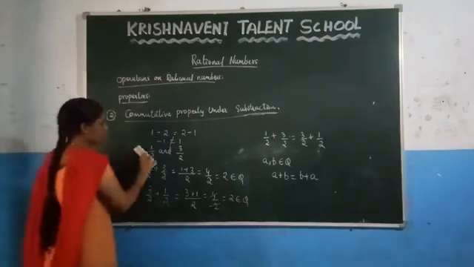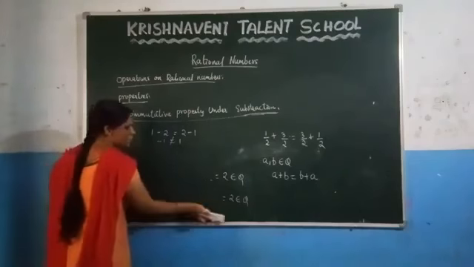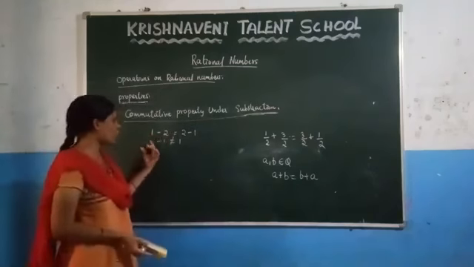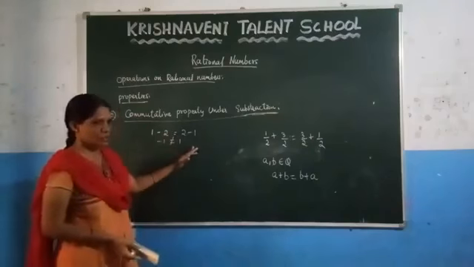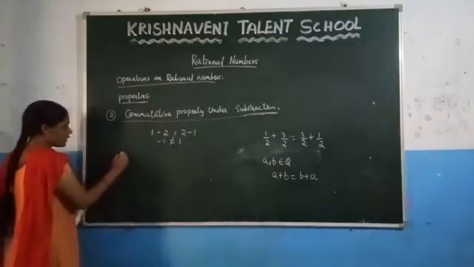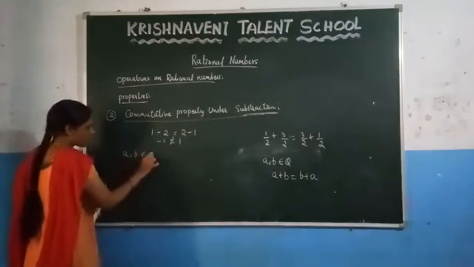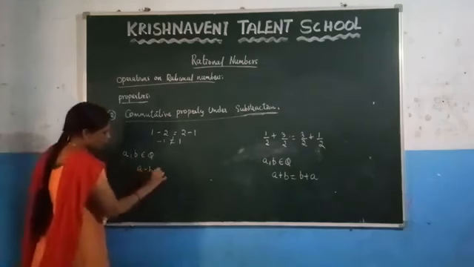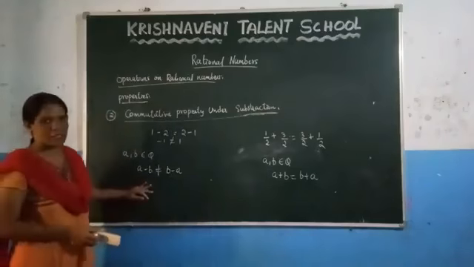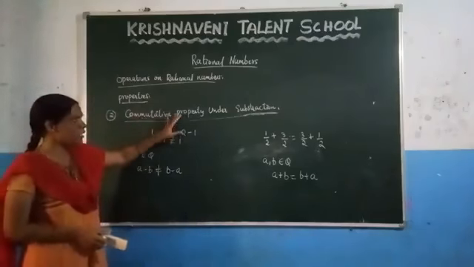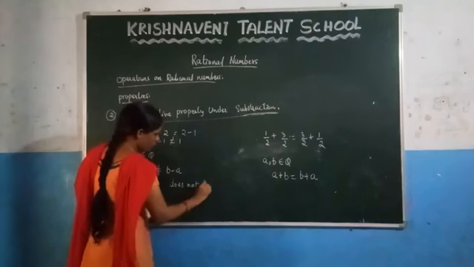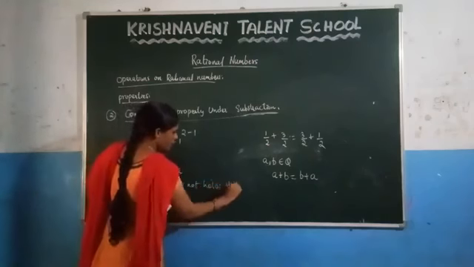So from this what we can conclude is, if you consider any two rational numbers and subtract them after changing the order, you are not getting the same result. So we can say that the commutative property does not hold under subtraction. If you consider any two rational numbers a and b, a minus b must not be equal to b minus a. It is not possible for all the cases. So we can say that the commutative property does not hold under subtraction.